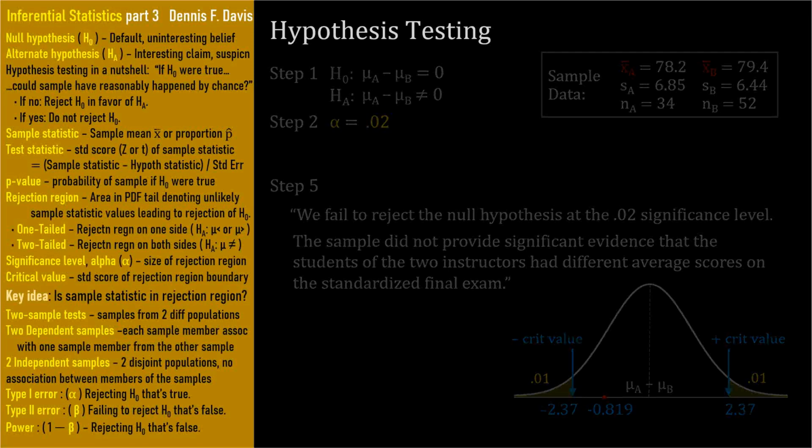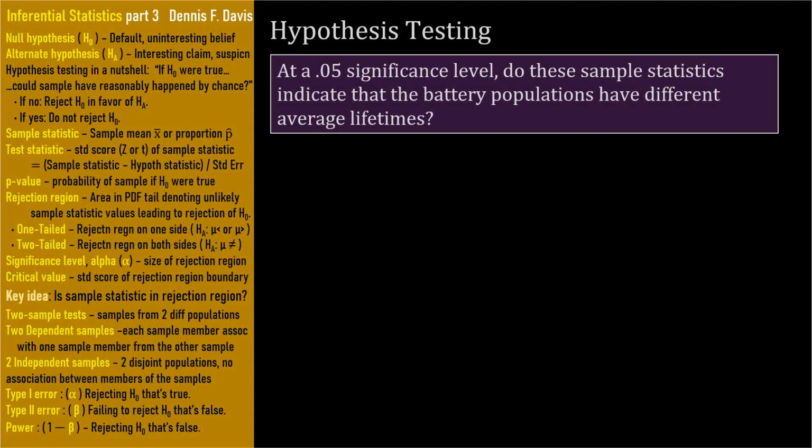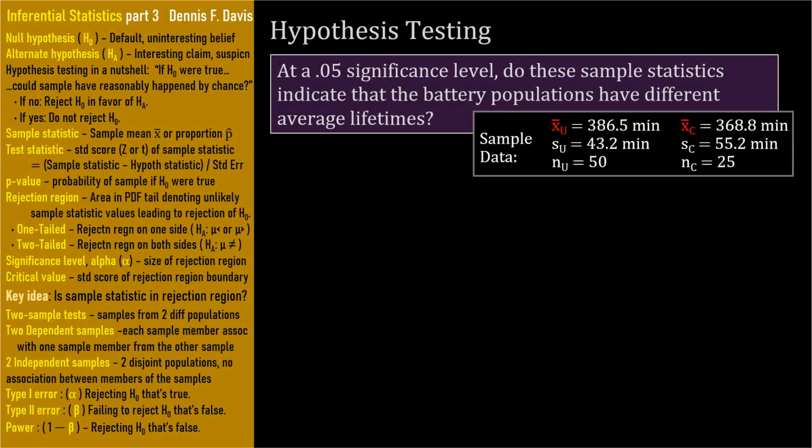Okay, let's revisit our battery example from the prior videos. At a 0.05 significance level, do these sample statistics indicate that the battery populations have different average lifetimes? Here are the sample statistics from prior videos. I'm using the subscript U for us and C for competitor. It's okay to use meaningful subscripts to help distinguish between groups.